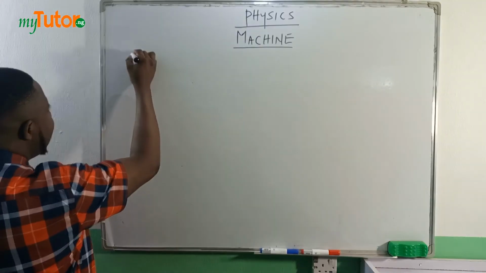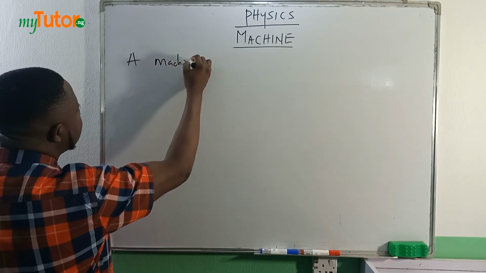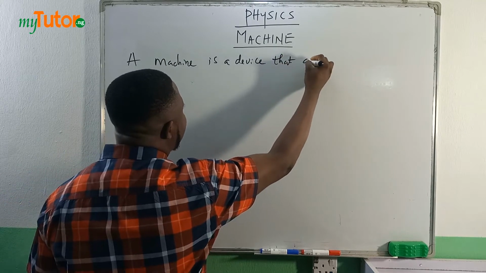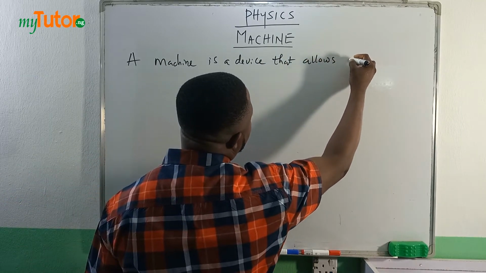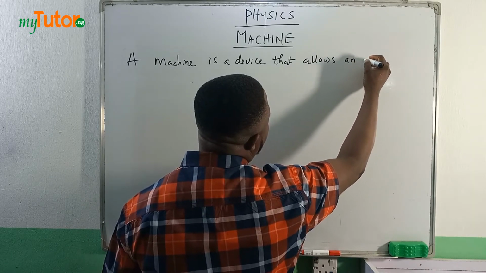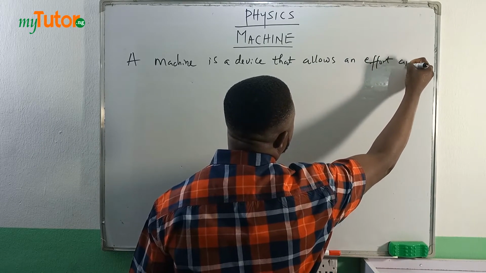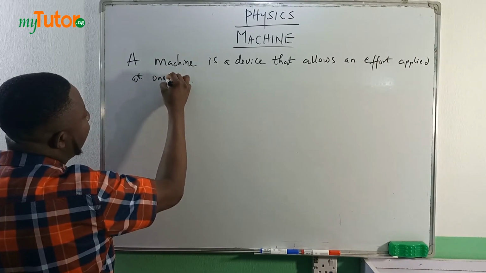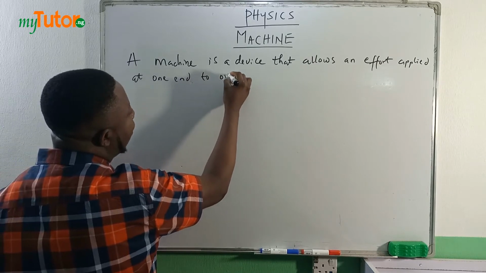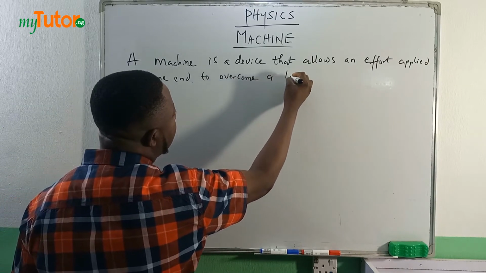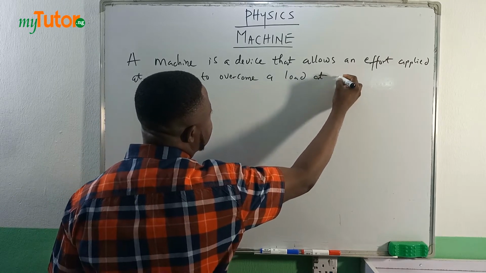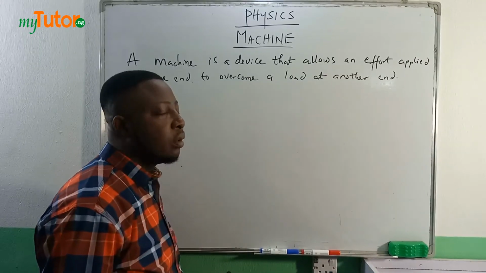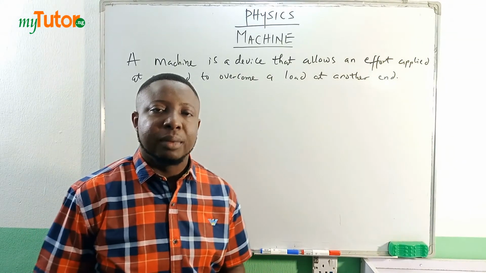So a machine is a device that allows an effort applied at one end to overcome a load at another end. So we have defined what a machine is.